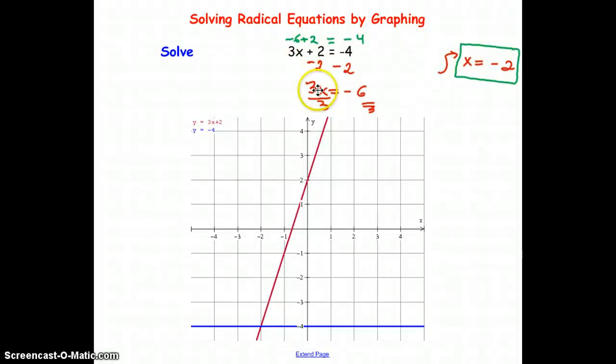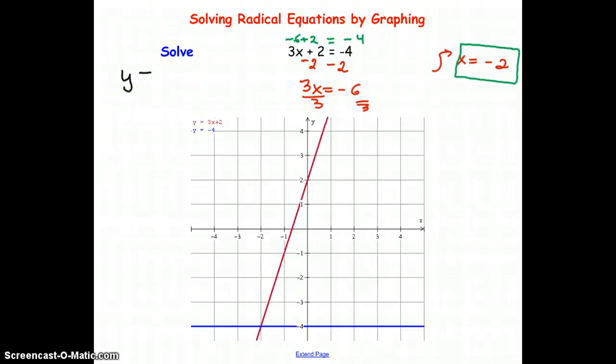So if you never solved by graphing, this could be something new to you. But one way that we can solve this is we can break up our equation and think of it as two different functions. One equation is going to be y is equal to 3x plus 2, which is a line with a y-intercept of 2 and a slope of positive 3. So we go up 3 over 1.